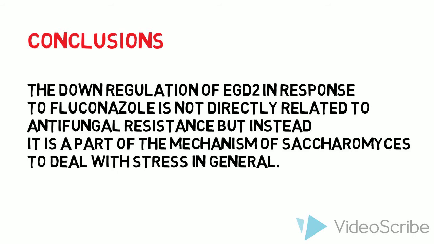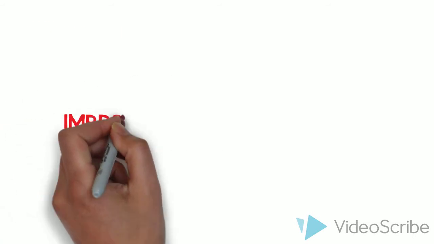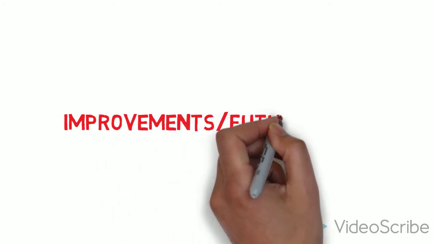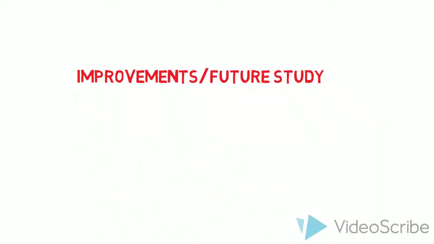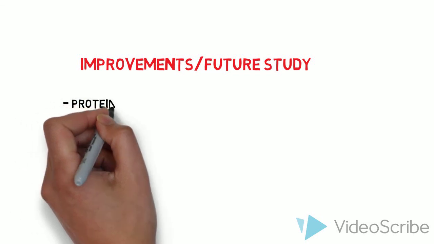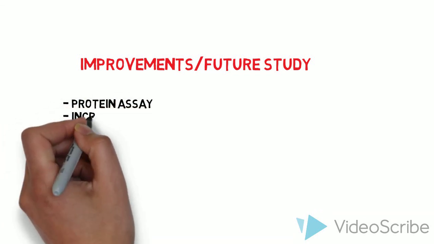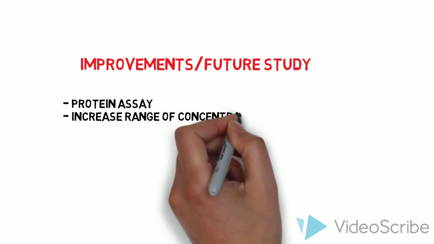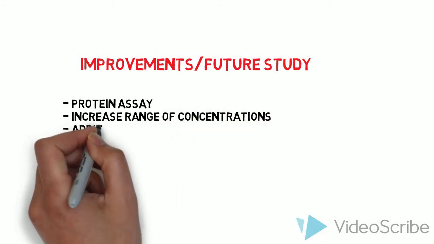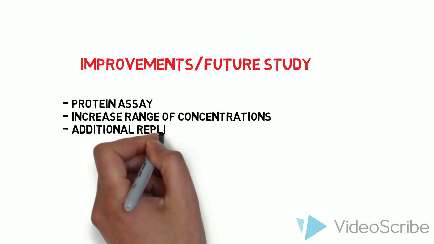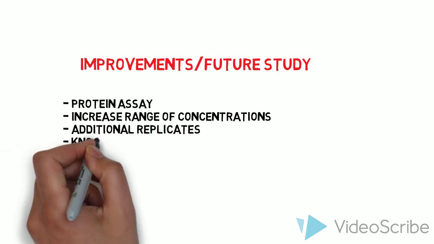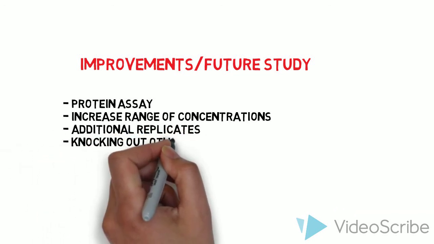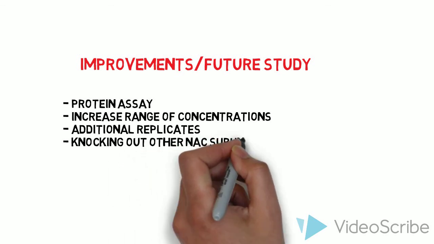For future experimentation, a protein assay would be performed to confirm that the EGD2 protein is being downregulated in the wild-type strains, and increasing the range of concentrations of the treatments may improve our understanding of how they affect the cell growth. Some of the treatments did not seem significantly different from the wild-type in terms of colony growth, but additional replicates may provide a more accurate representation of growth patterns in response to each treatment.